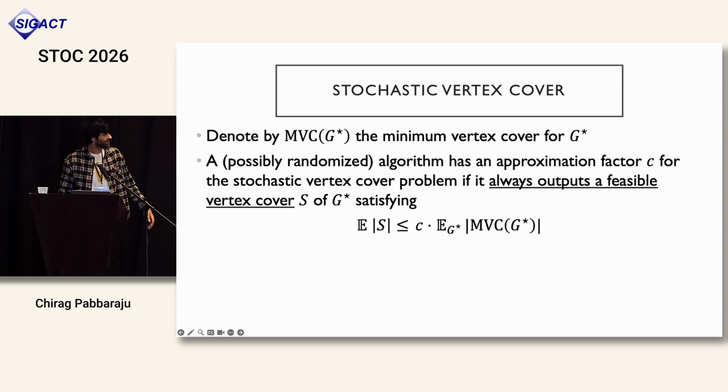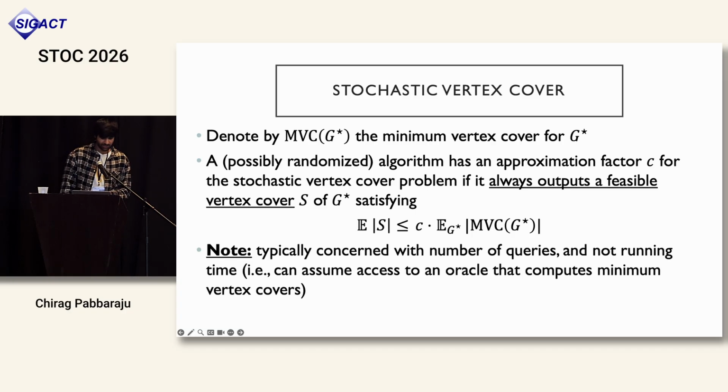So the guarantee there is stating that the size that you output in expectation is at most C times the expected value of the realization. And one important point here is that we'll typically only be concerned with the number of queries that we'll make by the algorithm. So we won't be caring too much about the computational power because the minimum vertex cover problem is NP hard. And we're only worried about how many queries we need to make to the underlying graph to solve this problem. So we can assume that we can even solve vertex cover optimally for any given graph that we care about, and it's only the queries that we'll be asking about.